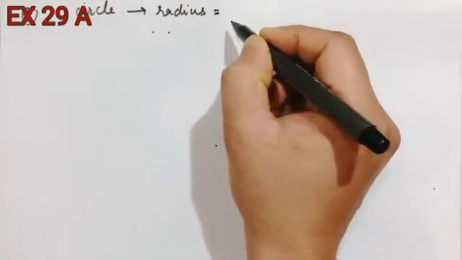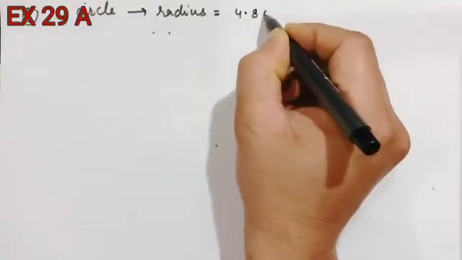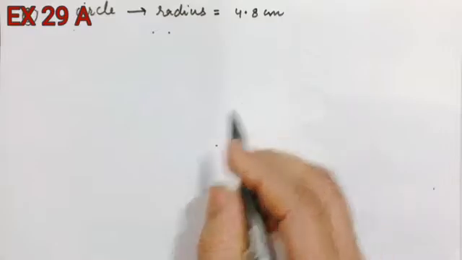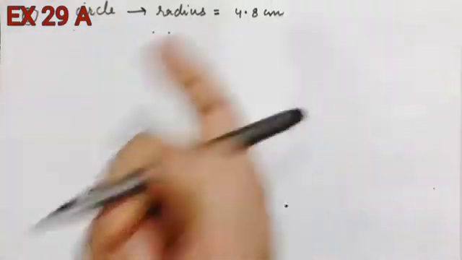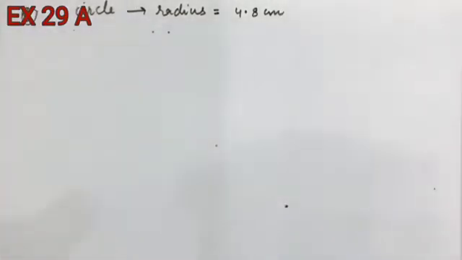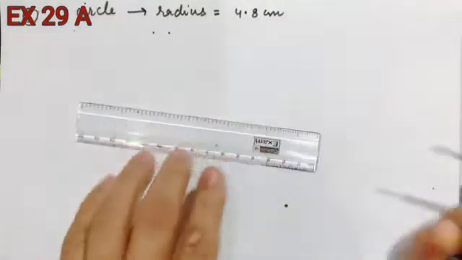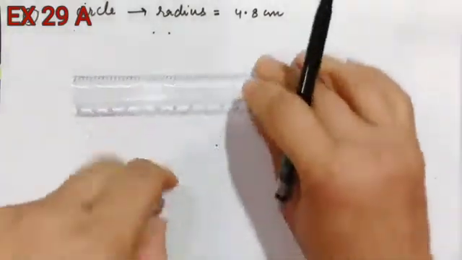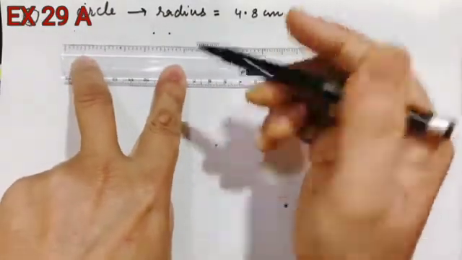Radius is equal to 4.8 centimeter. Very good. Mark its center as P. So first let me make the center-radius circle. And as I told you, how do we draw? We draw by taking 2 points on your sheet.